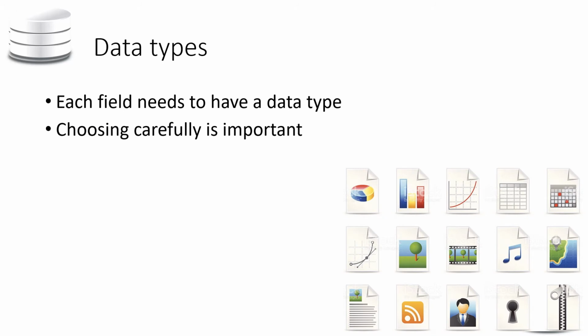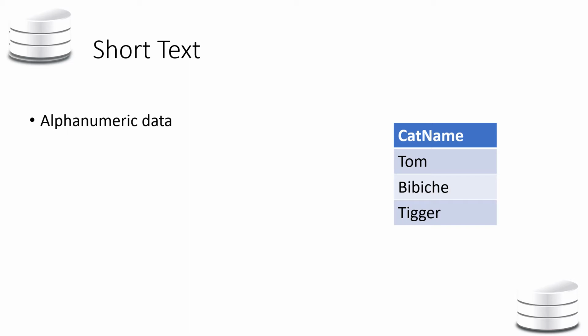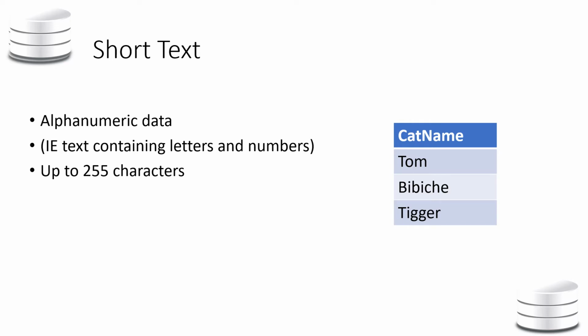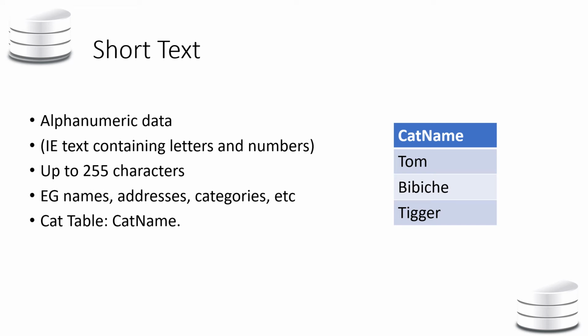Now about data types. Each field needs to have a data type in a table, and choosing carefully is very important. If you do not choose carefully, your data can get changed and the accuracy of your data will not be great. So let's talk about all the different data types that you can use in a database. The first one is short text. It stores alphanumeric data. That means text containing letters and numbers. And it can store up to 255 characters. An example is names, addresses, categories, and so on. And in our cat table, the cat name is alphanumeric data and it's short text.